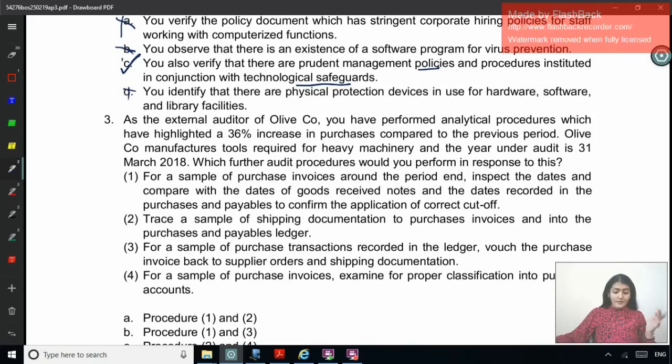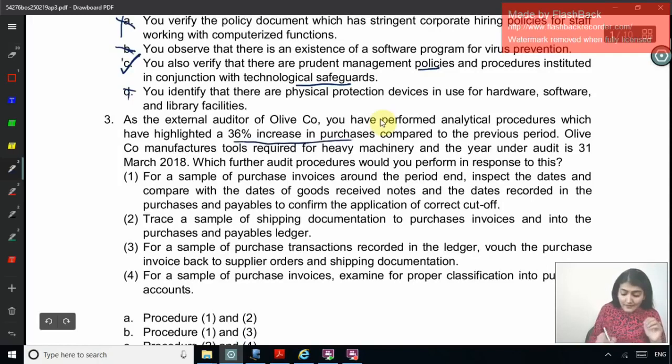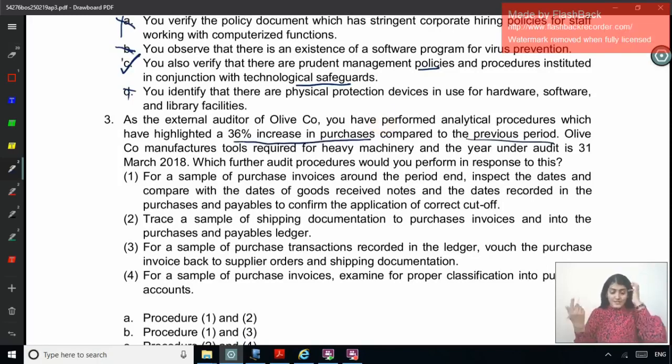Okay, right, next one. As the external auditor of Olive Company, you have performed analytical procedures which have highlighted a 36% increase in purchases compared to the previous period. Olive Company manufactures tools required for heavy machinery and is in the year under audit 2018. Which further audit procedure would you perform in response to this, right? So increase in purchase by 36% as compared to the previous period, right? You want to check the purchases, right?